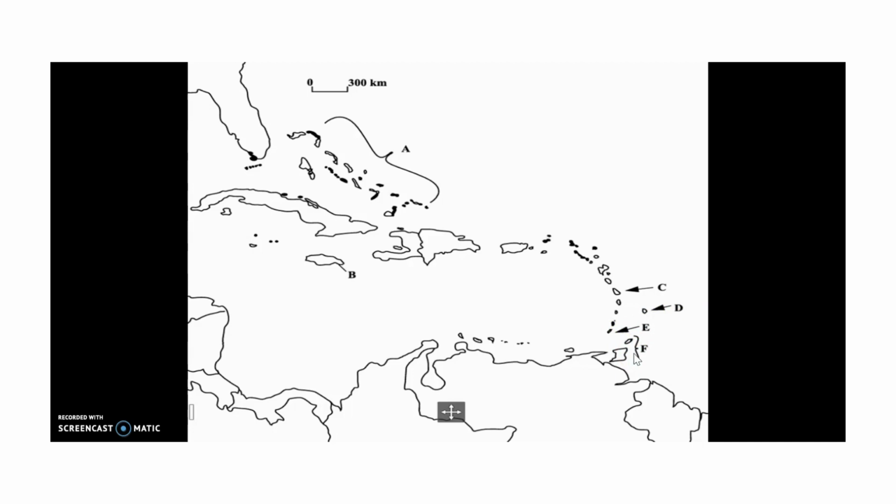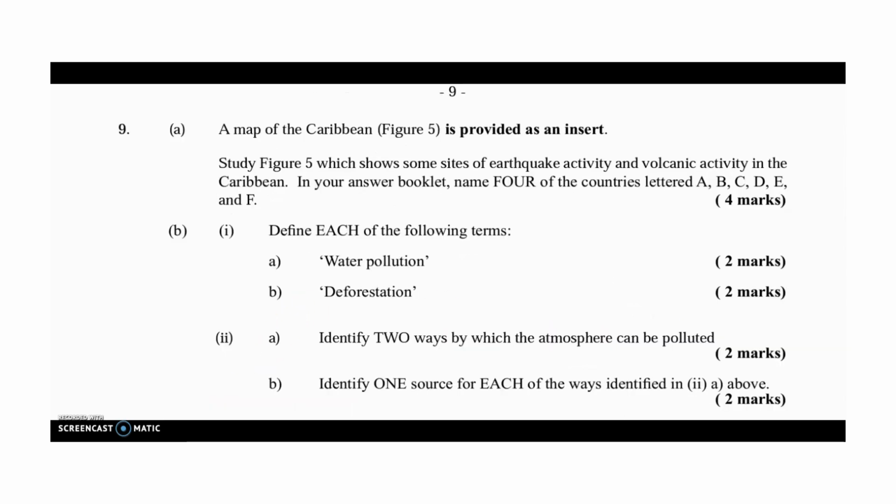So we decided to go through all of them as a matter of fact. All right, let's go through quickly for B, part 1. Define each of the following terms: water pollution and deforestation.